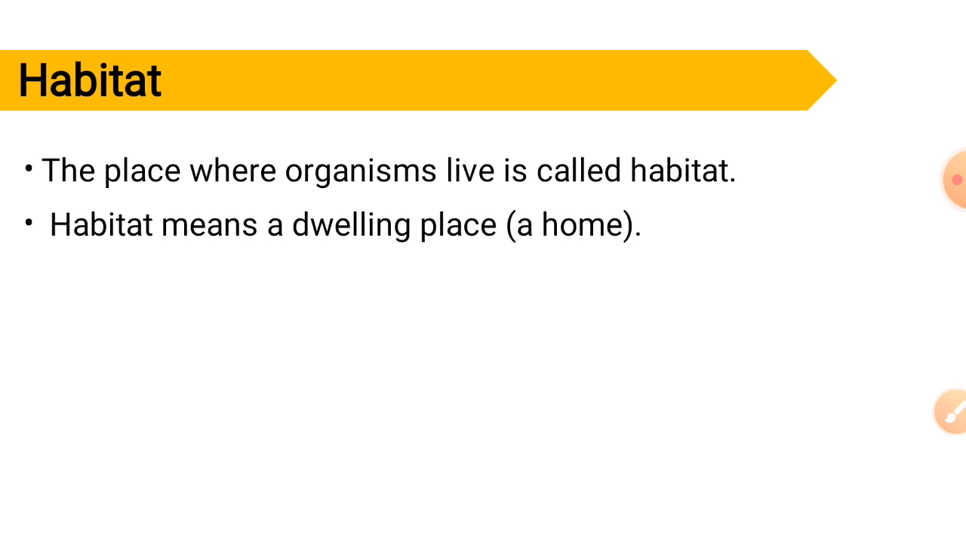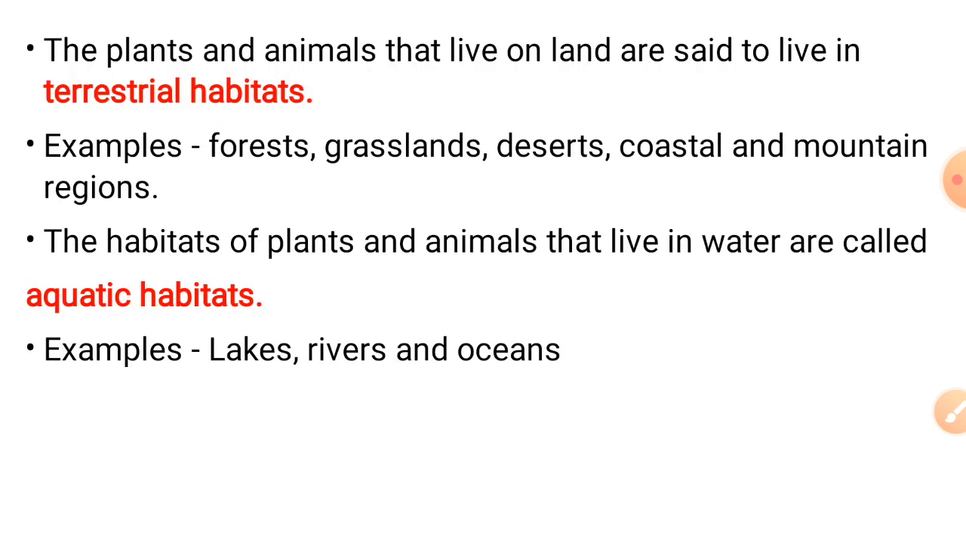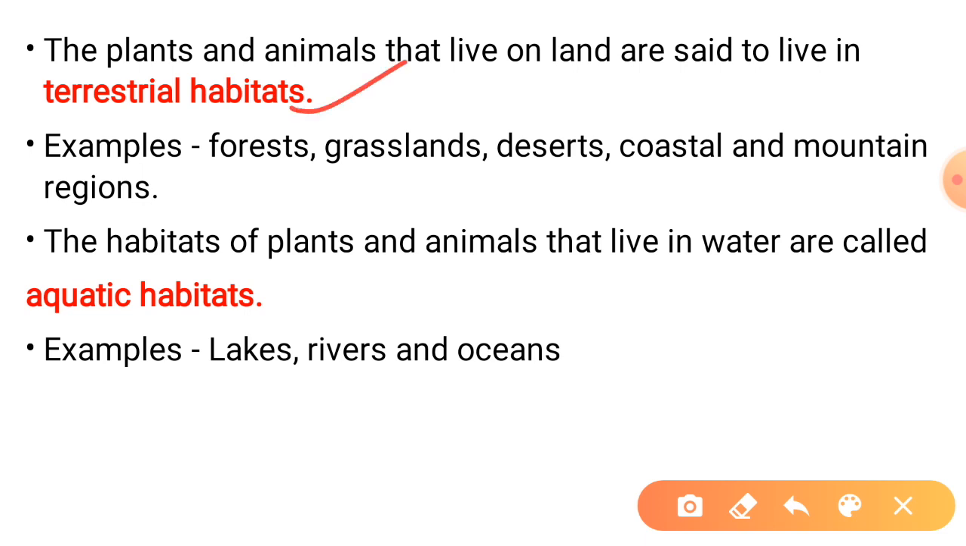Now we will understand the types of habitat. Basically, there are two types of habitat depending on where the organisms are living. If the plants and animals live on land, then their habitat will be called terrestrial habitat, which you can see on this screen. Examples of terrestrial habitats are forest, grassland, desert, coastal areas, mountain region. So these all places which are on land, they are called the terrestrial habitats.